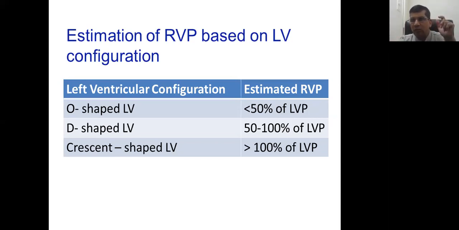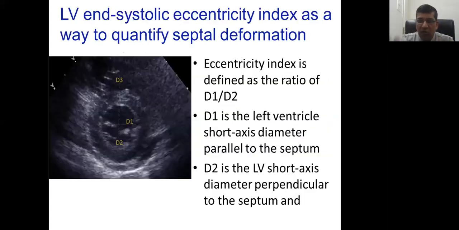So I talked about the TR jet and PR jet. I talked about PDA and PFO. I did talk about TPV, TPV RVET, septum, LV position, LV shape. These are the various methods I talked about. One more method is a research method, but you should just know it because you are all doing DNB neonatology or DM neonatology. In the same papillary muscle view, it is called the LV eccentricity index.